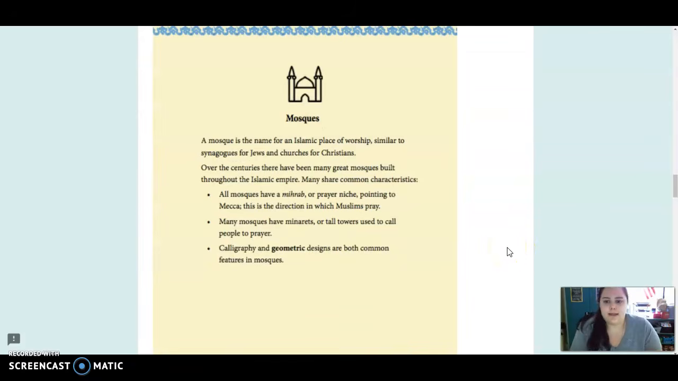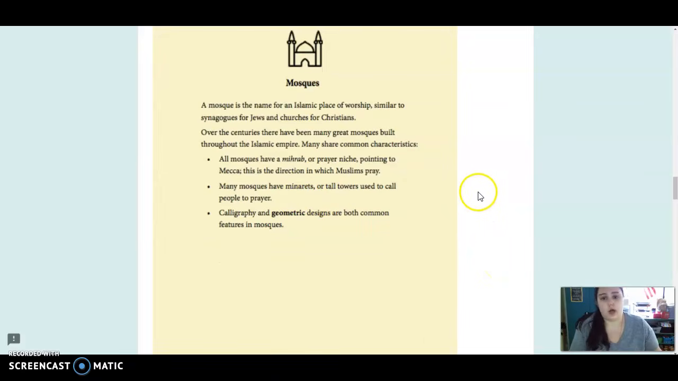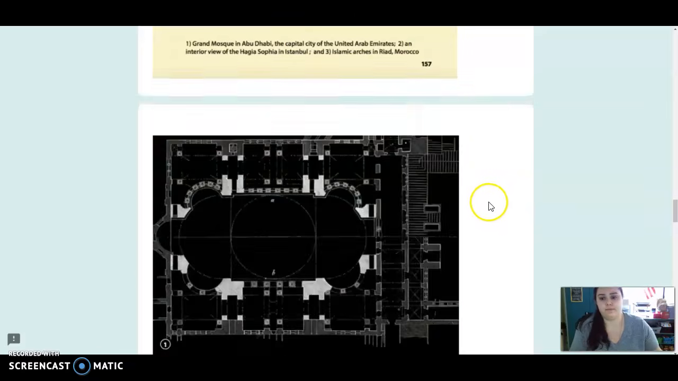Mosques. A mosque is the name for an Islamic place of worship, similar to synagogues for Jews and churches for Christians. Over the centuries, there have been many great mosques built throughout the Islamic Empire. Many share common characteristics. All mosques have a mihrab, or prayer niche, pointed to Mecca. This is the direction in which Muslims pray. Many mosques have minarets, or tall towers, used to call people to prayer. Calligraphy and geometric designs are both common features in mosques.